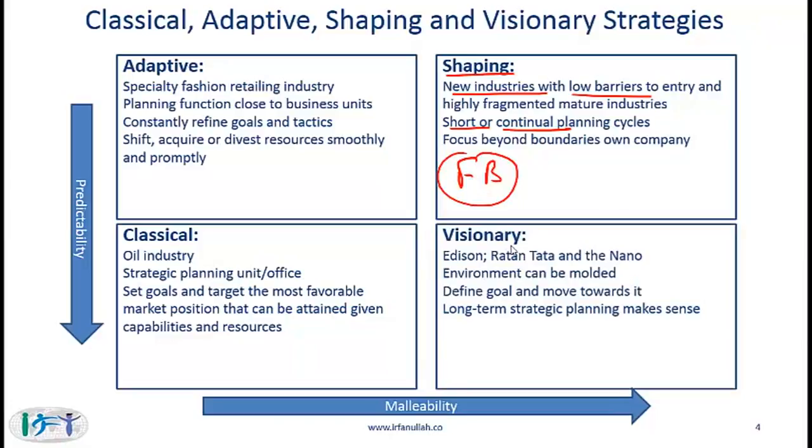And finally, the visionary strategy. Examples of this would be Thomas Edison and the electricity industry, or Ratan Tata in the automotive industry with the introduction of the Nano automobile. This is Ratan Tata's vision that there is a market for an ultra cheap automobile. This idea has not been implemented before, so in a sense we have a visionary who is defining a new segment within the automotive industry and then pursuing that vision.